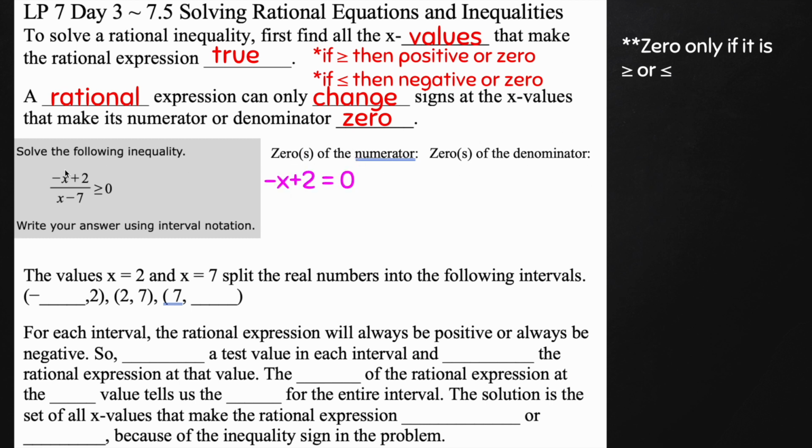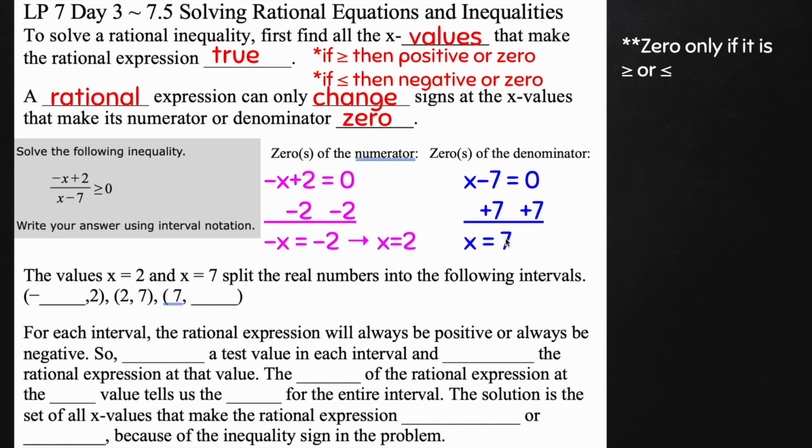For the zeros of the numerator, we take the numerator, set it equal to 0, and solve. We subtract 2 from both sides. Negative x equals negative 2, because the 2's canceled. I have to move that negative over to the other side, which makes them both positive, so x equals 2. This is my numerator zero. Now the denominator zero: I take the denominator, set it equal to 0, and add 7 to both sides. So x equals 7.